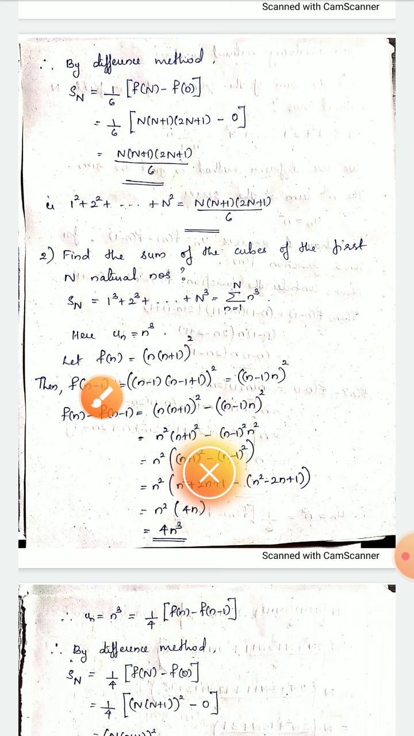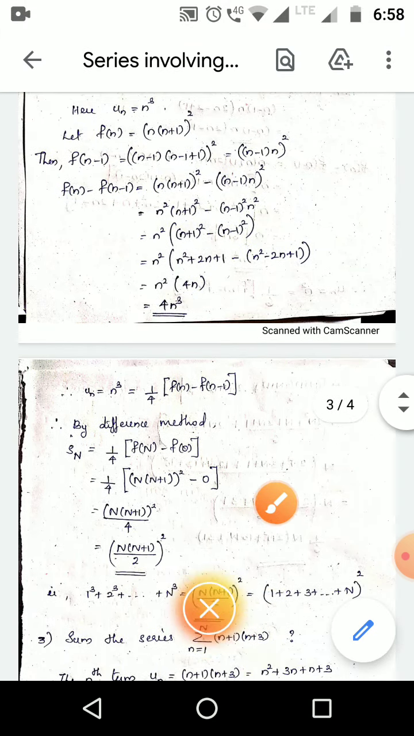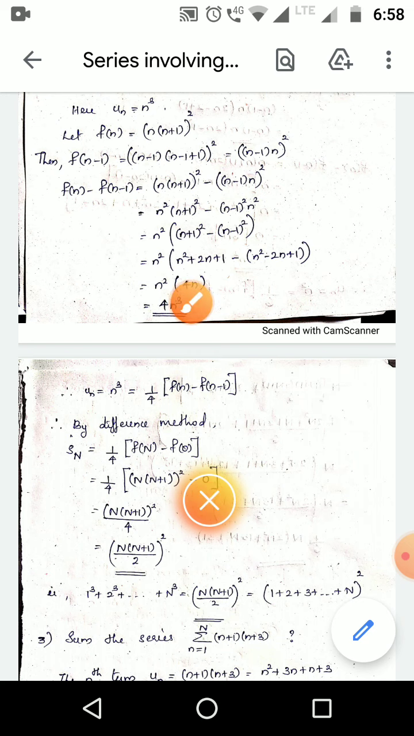Then find f of n minus 1, that is, replace n by n minus 1 in the expression of f of n. You get this. And find f of n minus f of n minus 1. You get 4n cube. Then un is n cube, and from this expression, n cube can be written as f of n minus f of n minus 1, divided by 4.